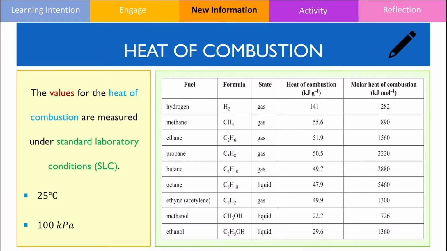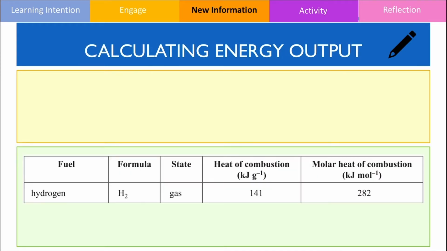Now that we've looked at the heat of combustion, we should now be able to calculate how much energy is released when fuel is combusted. Let's use hydrogen gas as an example. According to the data booklet, we know that 1 mole of hydrogen gas releases 282 kilojoules. If I wanted to find out how much energy was released if I had 4 moles of hydrogen gas, I can simply use ratios and multiplication to find out the amount of energy released.